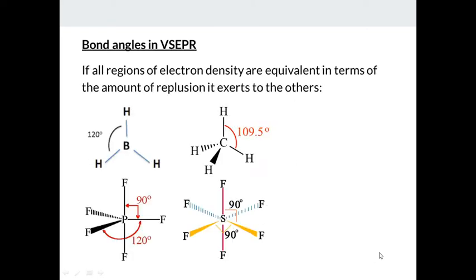So if all regions of electron density are equivalent in terms of the amount of repulsion they exert on the others, the following will be the bond angles in the structures, right? 120 degrees for trigonal planar, 109.5 degrees for tetrahedral, and so on and so forth.